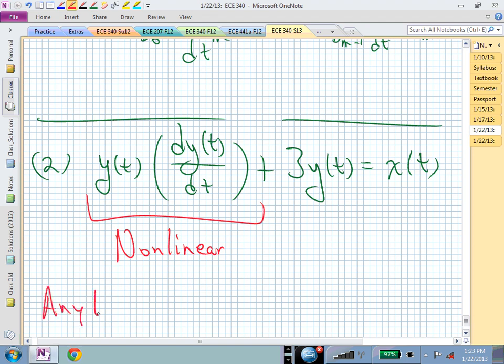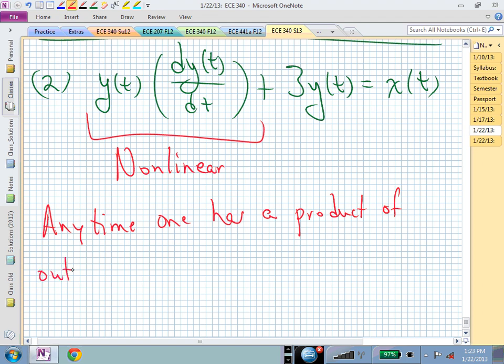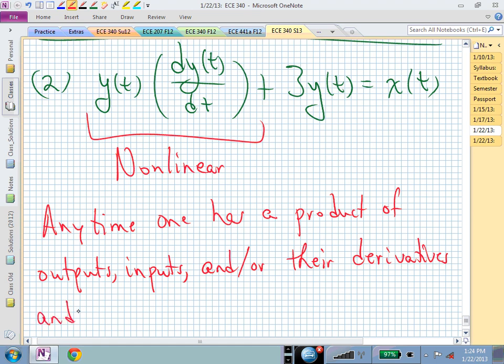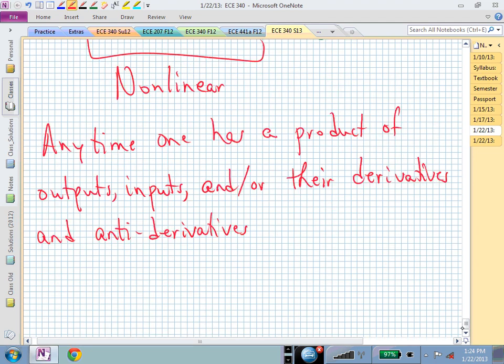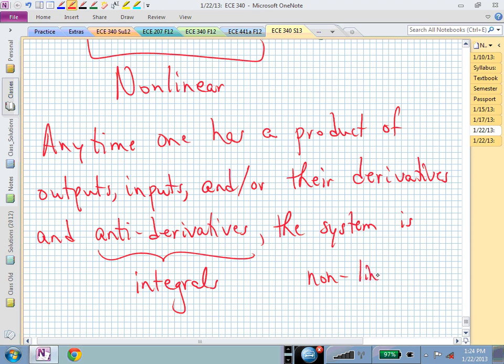So anytime one has a product of outputs, inputs, and/or their derivatives, and I could even say integrals or antiderivatives, your system is nonlinear. That's just one way nonlinearities could be introduced, is by products.